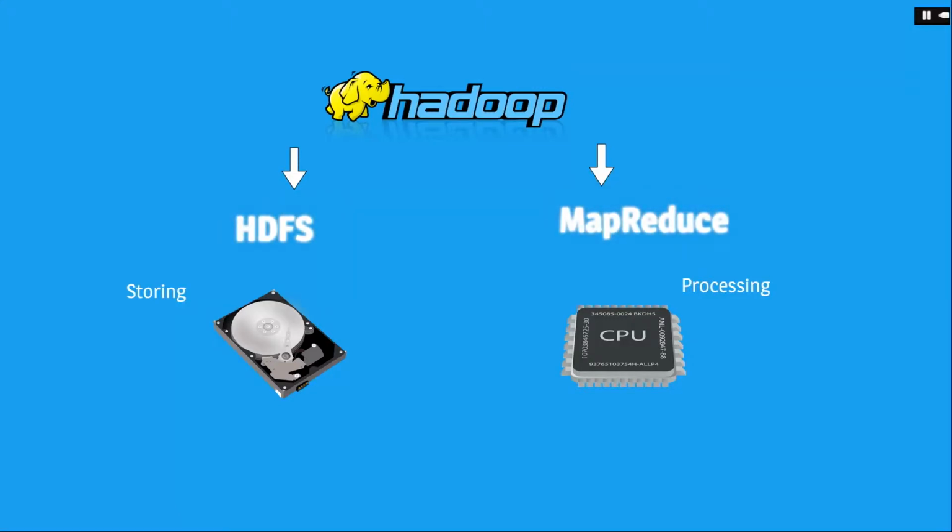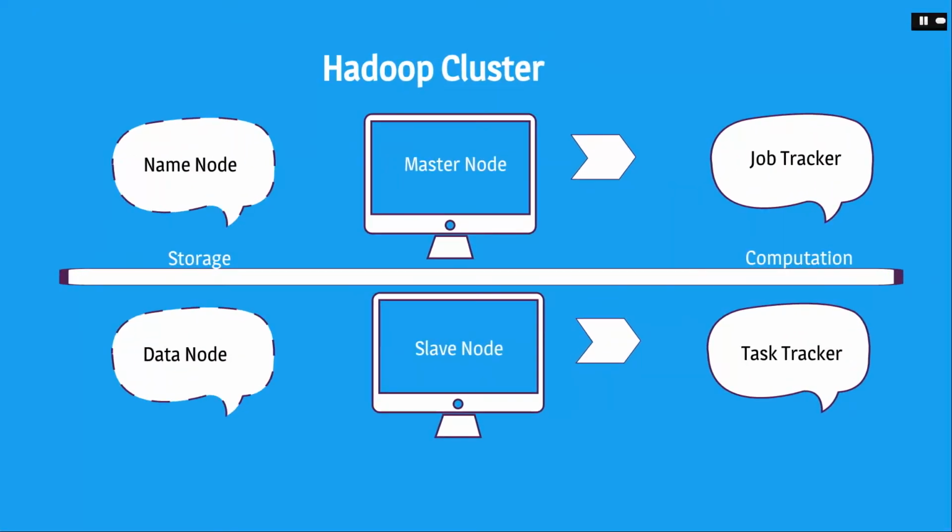Now let's understand what makes up a Hadoop cluster. A Hadoop cluster is made up of two types of nodes. The first one is the master node and the second one is the slave node. The master node is responsible for running the name node and job tracker daemons. A node is a technical term used to describe a machine or a computer within a cluster, and daemon is used to describe a background process that is running on a Linux machine. The slave node is responsible for running the data node and task tracker daemons.